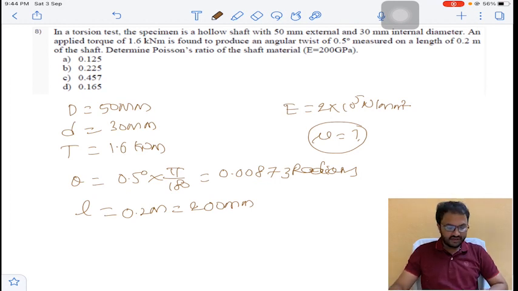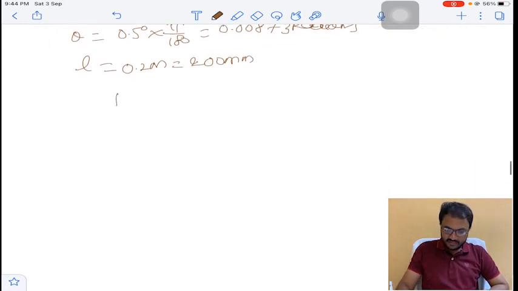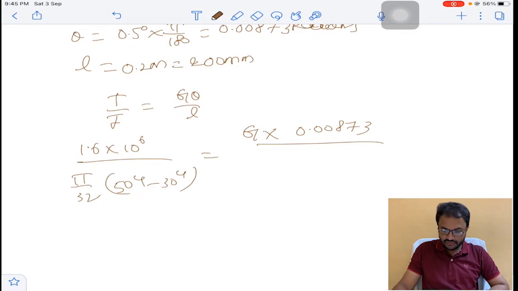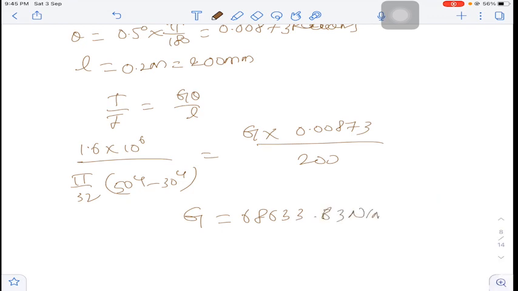Okay, so now we know the expression T by J is equal to G theta by L. So T is equal to 1.6 into 10 power 6, J is equal to pi by 32 into 50 power 4 minus 30 power 4. So G theta is 0.00873, L is equal to 200. So from this expression you will get G is equal to 68633.63 Newton per mm square.